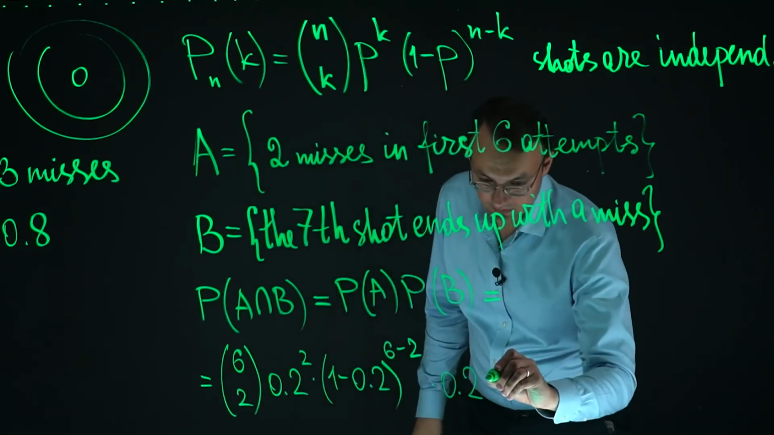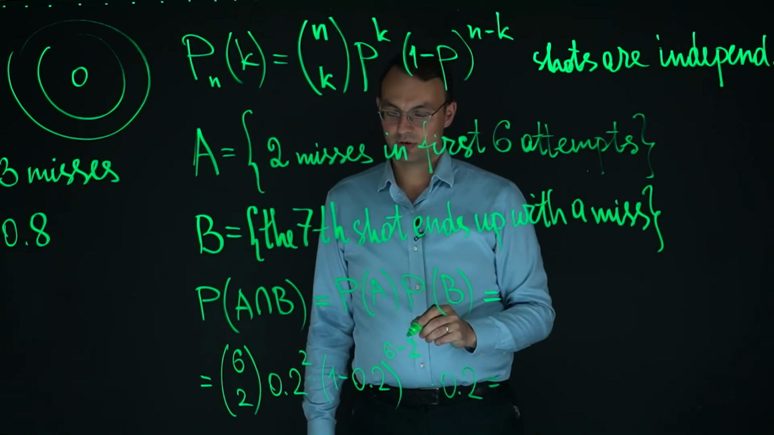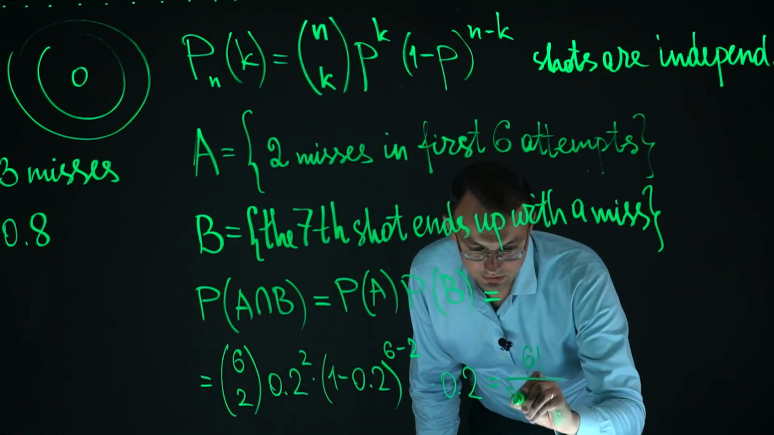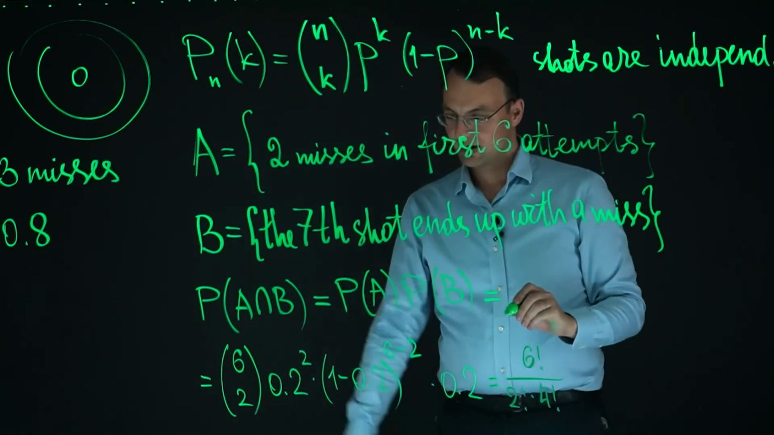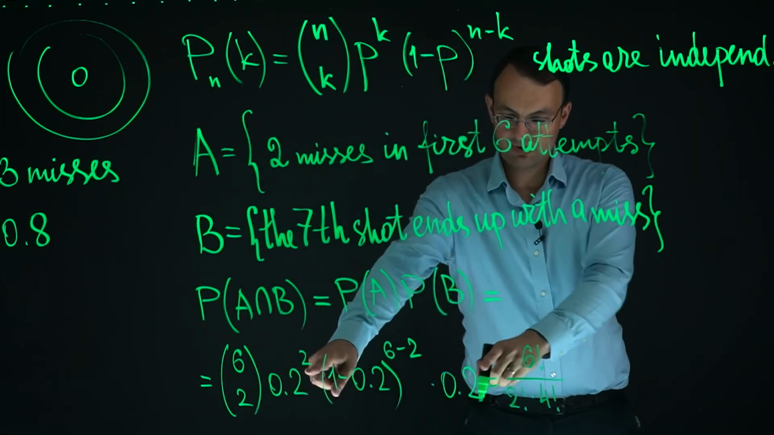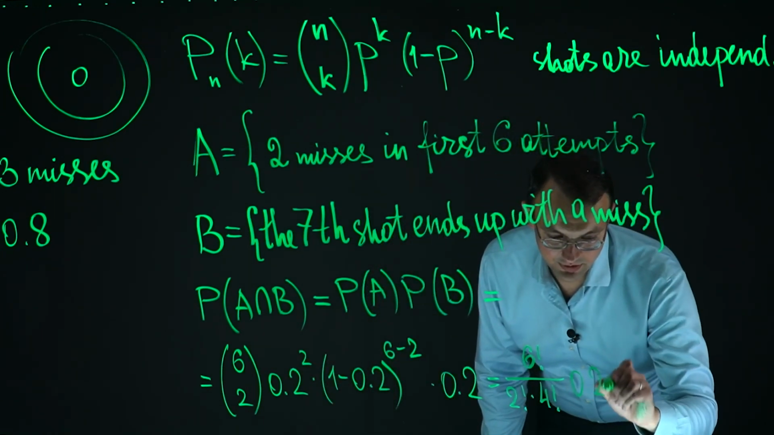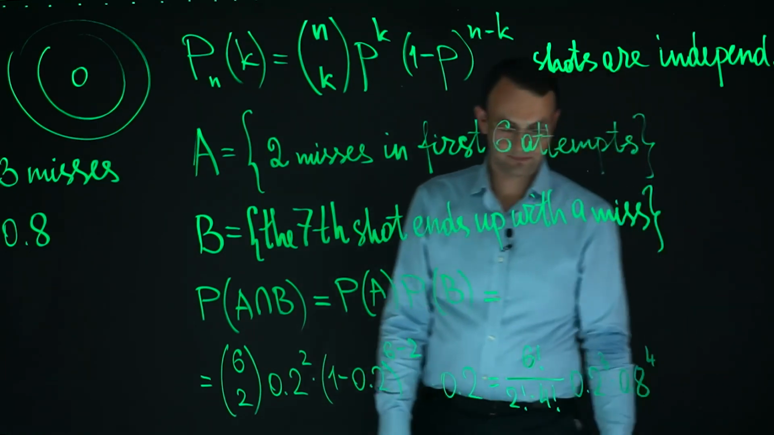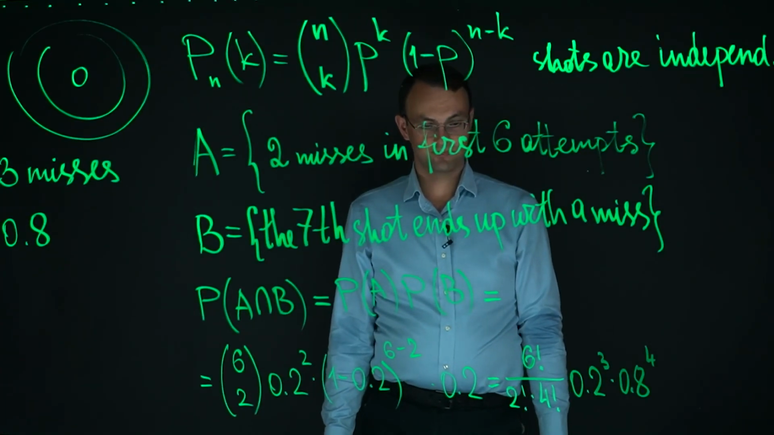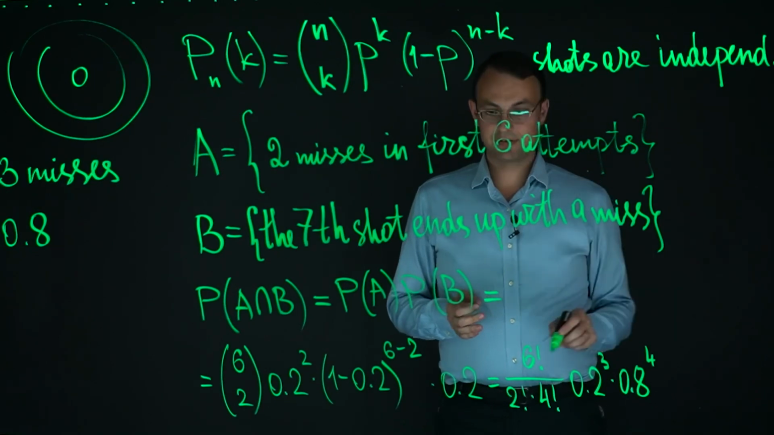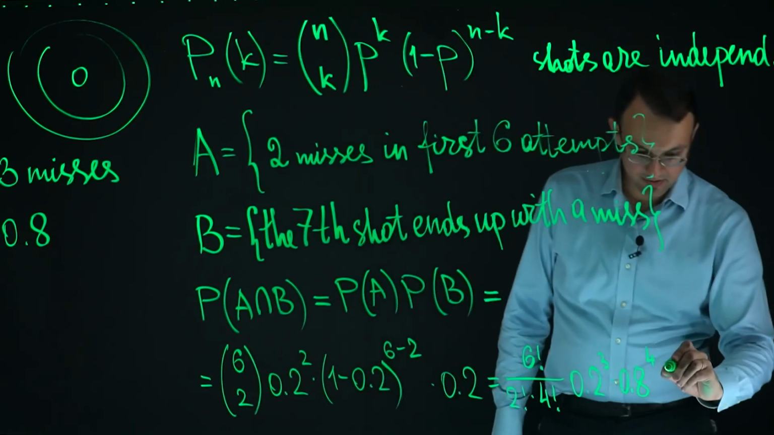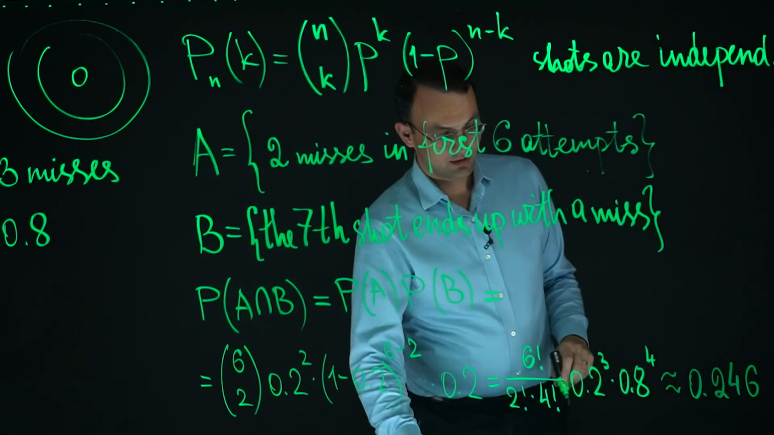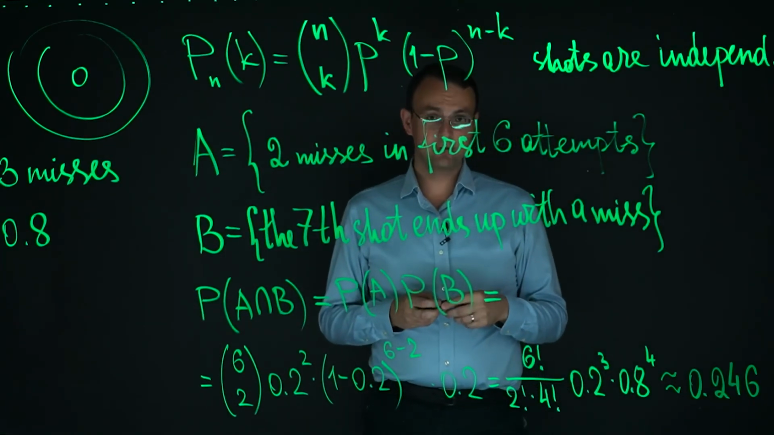So how can this be simplified? So we can say that this is 6 factorial divided by 2 factorial times 4 factorial. And here we have 0.2 squared times 0.2. This is 0.2 cubed times 0.8 to the power of 4. And if we do all necessary calculations, we will see that this is approximately equal to 0.246. So probability is close to 1/4.